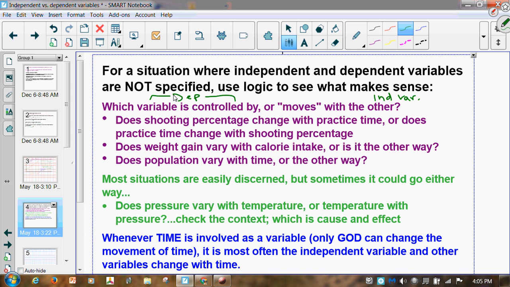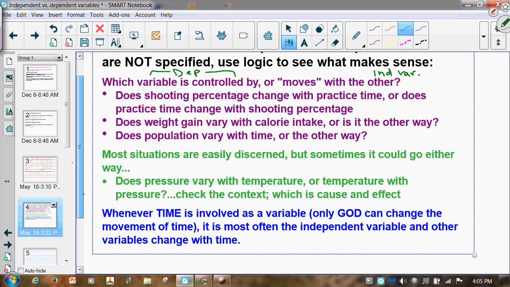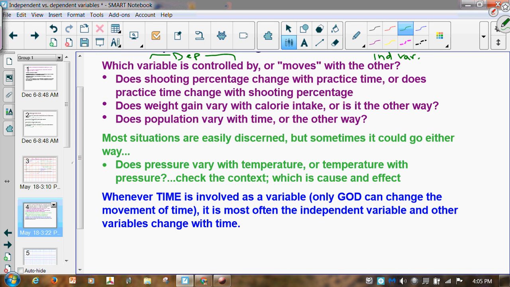So a couple of examples. Does shooting percentage change with practice time, or does practice time change with shooting percentage? Does weight gain vary with calorie intake, or is it the other way around? Does population vary with time, or is it the other way around? Well, these answers are pretty obvious, and in fact, most of the time they will be, which is this next point. Most of the time the situations are easily discerned, but sometimes it could go either way.